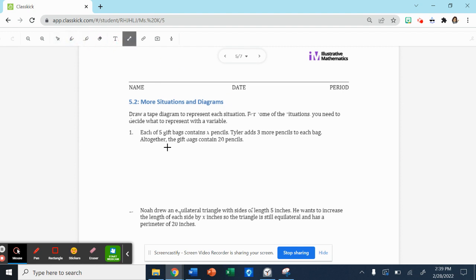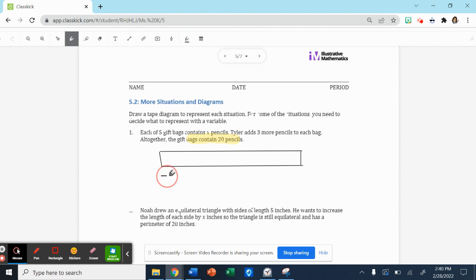I'm going to start by drawing the core pieces of my tape diagram, which of course starts off with just the one long box. I know that in this situation, I'm representing the total number of pencils. And I know my box is a little crooked, but it'll do the trick. Altogether, the gift bags contain 20 pencils. And so I know that I'm going to label my tape diagram with 20 in total. I also know that I am creating 5 gift bags, which means I'll need to split up my picture into equal groups of 5, because that's how many gift bags are being created.